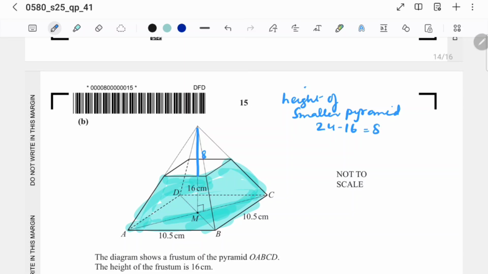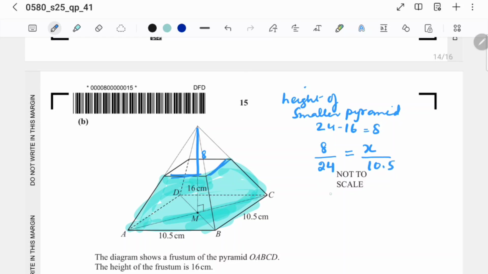This is 8. The problem is how to find these sides, which is also a square base. So they are similar shapes. The height of the smaller is 8 and the height of the larger is 24. For similar shapes, the length of the side of the base of the smaller pyramid, that is x, which we have to find because we cannot find the volume without the base area, divided by the larger one, which is 10.5.